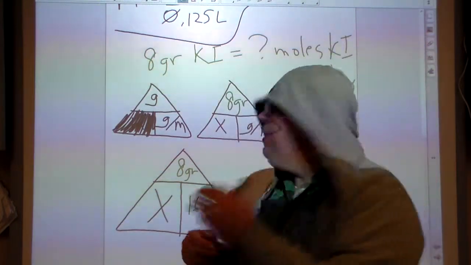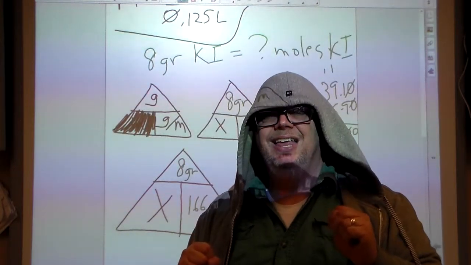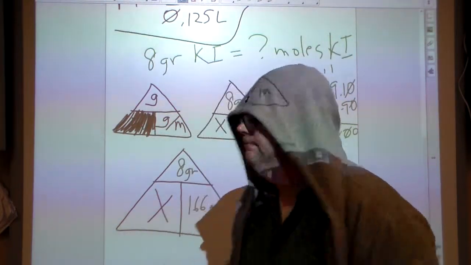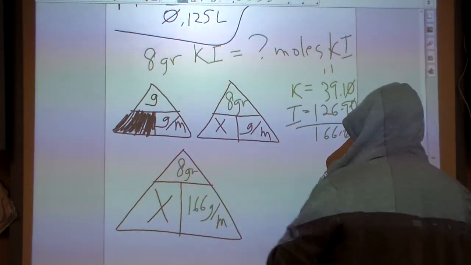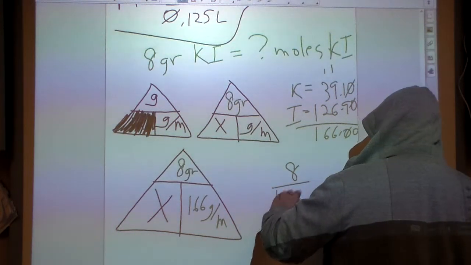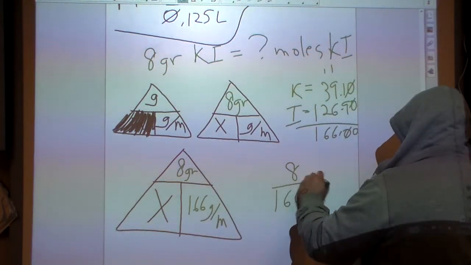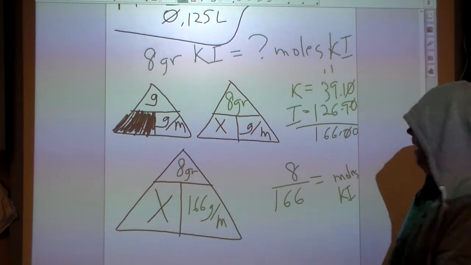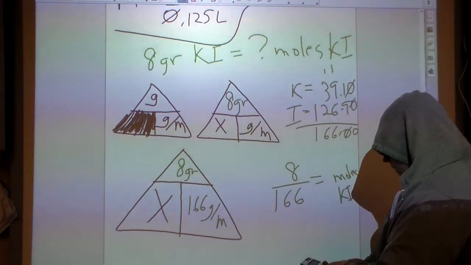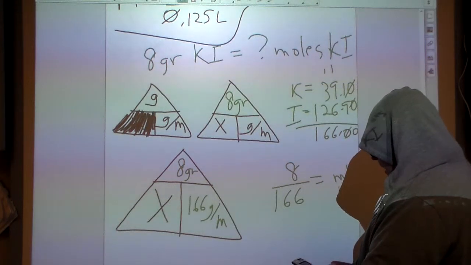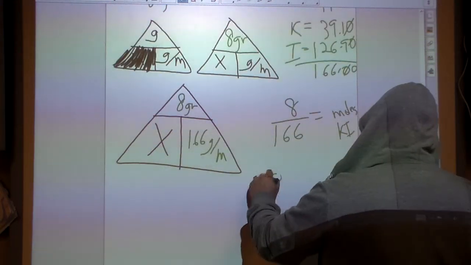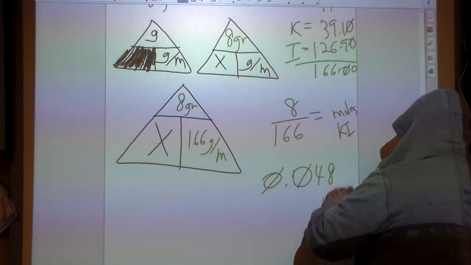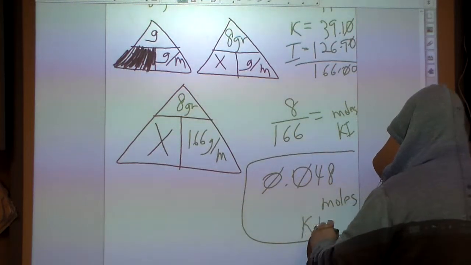Okay, but what are we dividing? Do we divide 166 by 8? You could. It's just you're going to get the wrong answer! So, what does that mean for us? That means we're going to have to take 8 divided by 166 because that's what you need to do. And that's going to tell us how many moles of KI we've got. So I'm going to have to whip out my handy-dandy calculator. 8 divided by 166 equals, and I got 0.048 moles of KI.